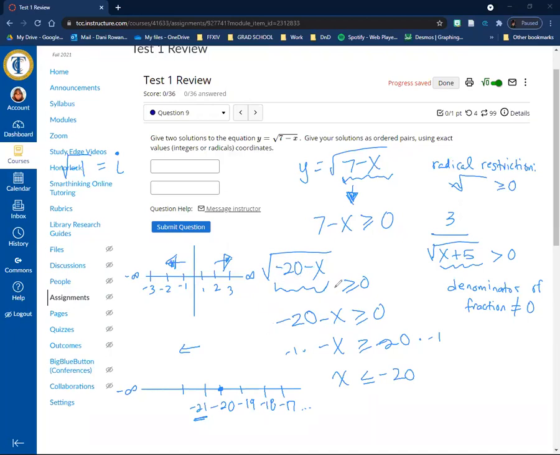But back it up, if we were dealing with this square root of -20 minus x, and we found that x is less than or equal to -20, we're going to go to the left because those numbers are less than -20. So where does our interval notation start? Negative infinity. Yeah, you got it. Starts at negative infinity. And where does it end? -20. And again, it includes that -20, so brackets.